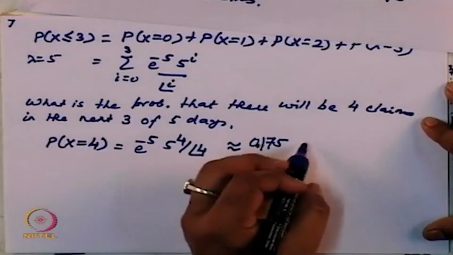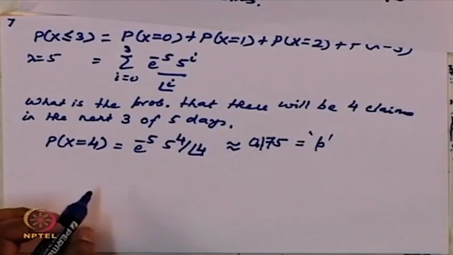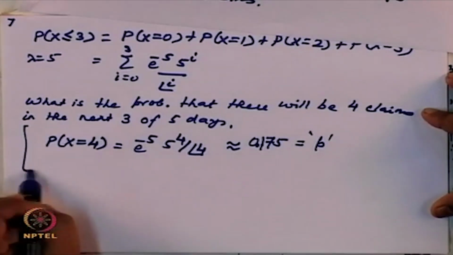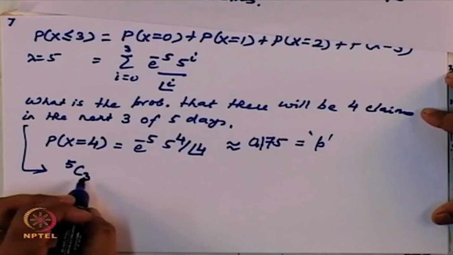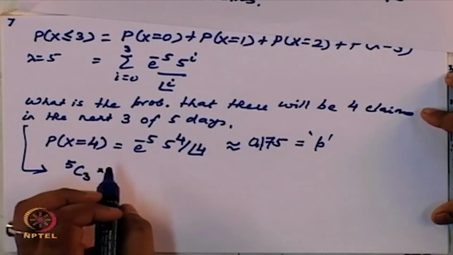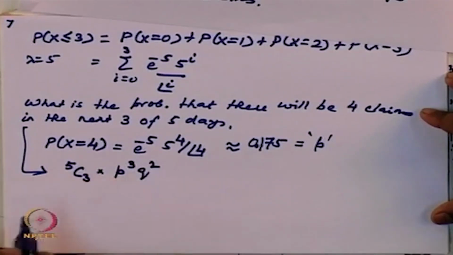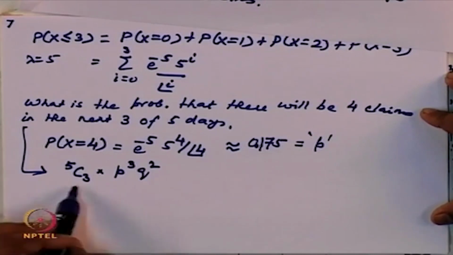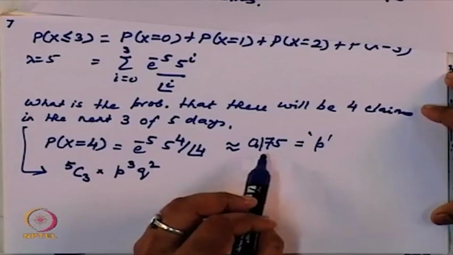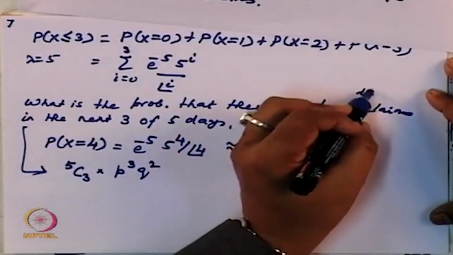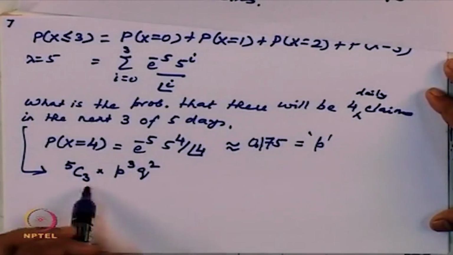So, this probability you get is, let us say, the probability of success in a binomial random variable. Your answer to this case is basically 5C3. So, in any 3 of the 5 days you will get 4 claims. So, this is p cubed q squared. This is what we have been asked to determine. Here p is nothing but the probability of x equal to 4 daily claims. So, here you plug in the value of p, and then you will get the exact value.